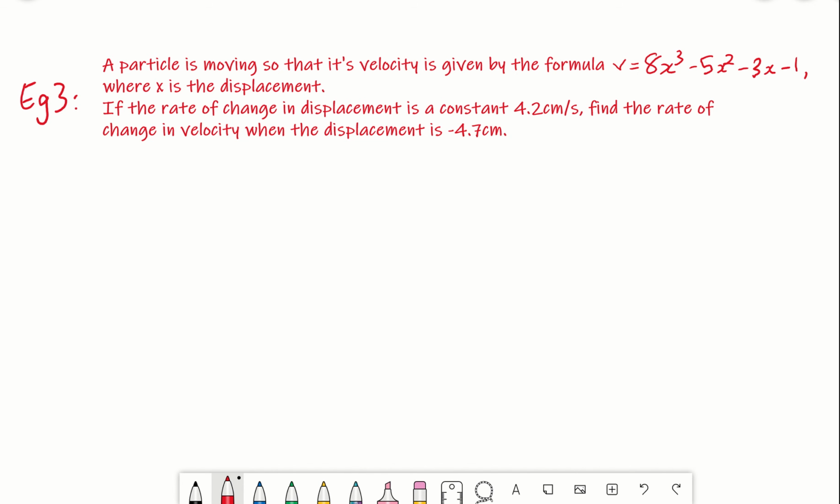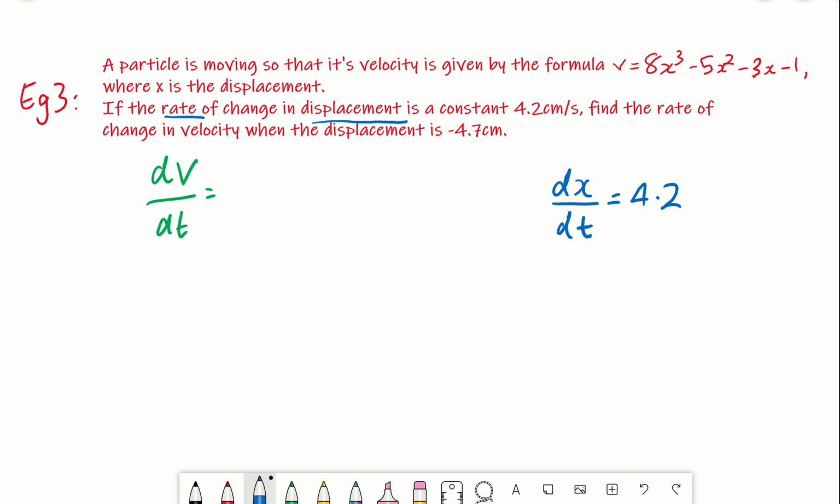So, a lot to take in there. All right, let's start with what do they want us to find? The rate of change in velocity is what we want at the end of the day, which is dv on dt. So ultimately, that's what we want. What have they given me? They gave me the rate of change in the displacement. They said x is displacement, so I'm going to use x, not a d. So the rate of change in displacement is 4.2. So put that in as what I know. And what do I have to times by? Well, I must need to times by dv, and I need to get rid of that dx.